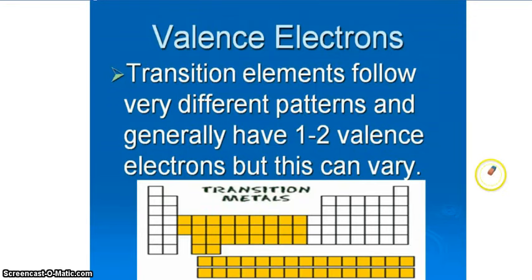Your valence electrons: we've talked about the main group elements, but with the transition metals, which are the elements in the shorter columns, groups 3 through 12, and then the two that are pulled out at the bottom, those really vary. You can't really tell how many valence electrons they have based on their location. We'll learn about those later. Typically they have 1 or 2 valence, but we will not be concerned with those right now.